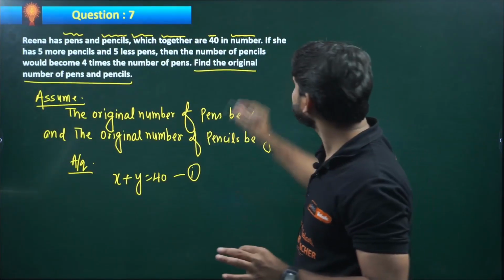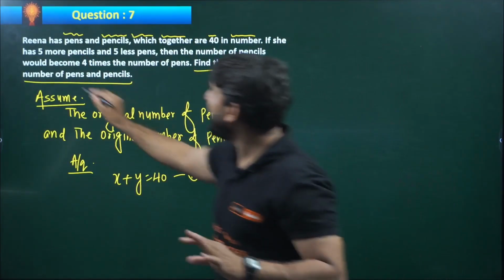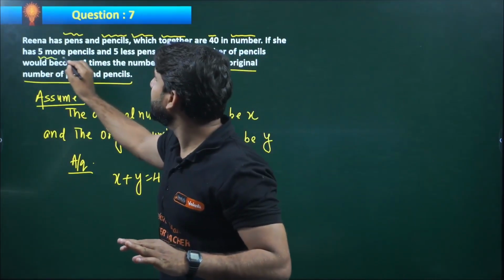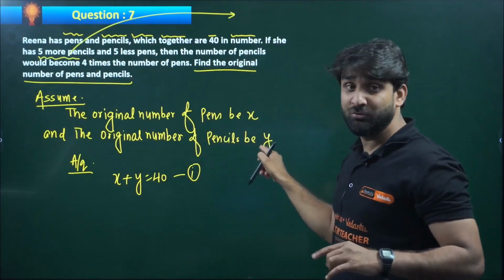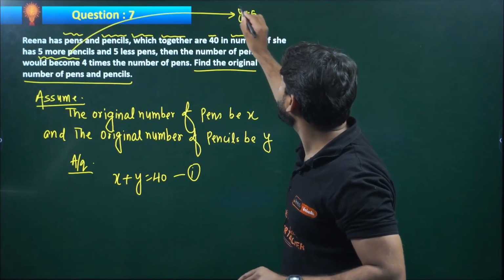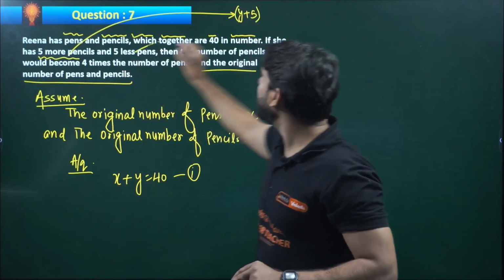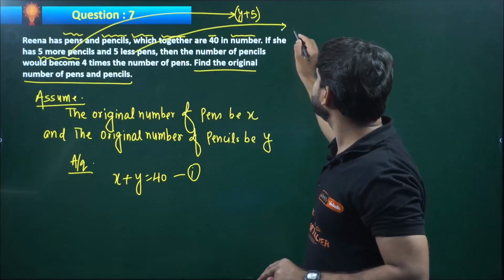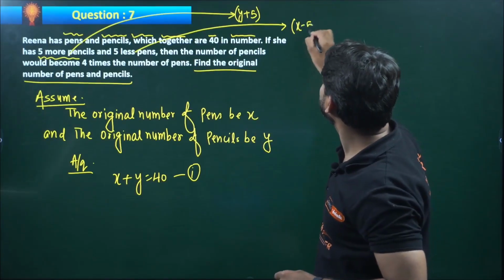Listen everyone. If she has 5 more pencils, what do you understand by this? What is the number of pencils? We have assumed y. So 5 more pencils will be y plus 5. Clear everyone? And the second line is 5 less pens. What is the number of pens? x. So this is x minus 5.